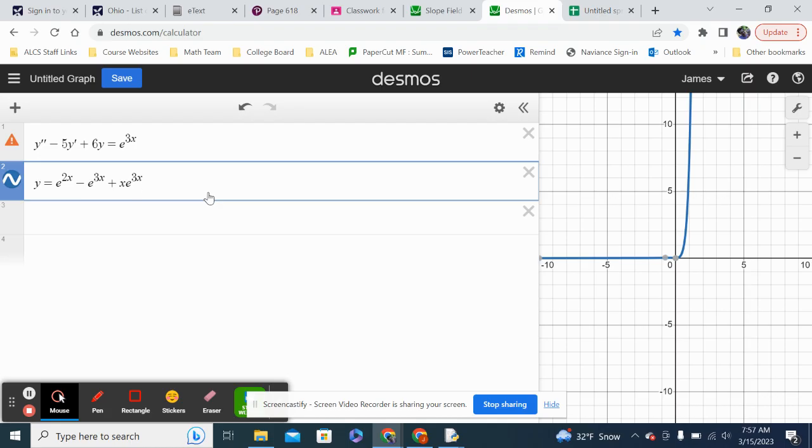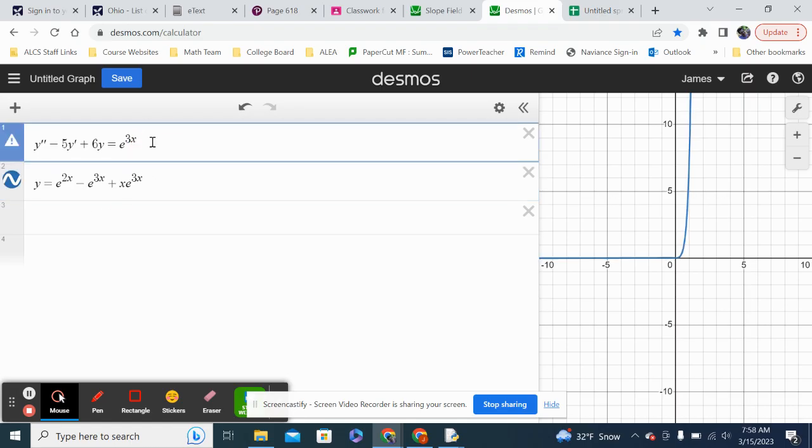There is a type of differential equation that we are going to learn to solve. We'll probably start that tomorrow. But yeah, again, we'll wait on that. So first, how do I verify that the second line is in fact a solution to this differential equation up here?